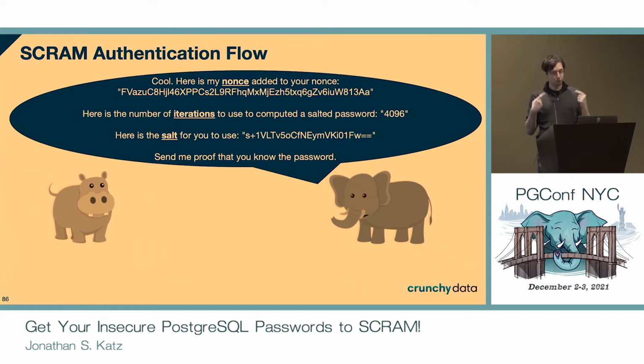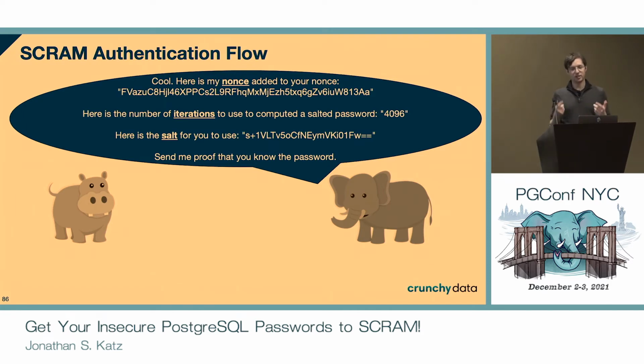We need to be able to create proof that each side knows the password. So Postgres is going to give some hints, because we can't just do this blind. Postgres is going to send over the number of iterations you need to compute that salted hash password we talked about before. It's also going to send over the salt, because even with the salt there's not much you can do, but you need the salt to begin the generation process.